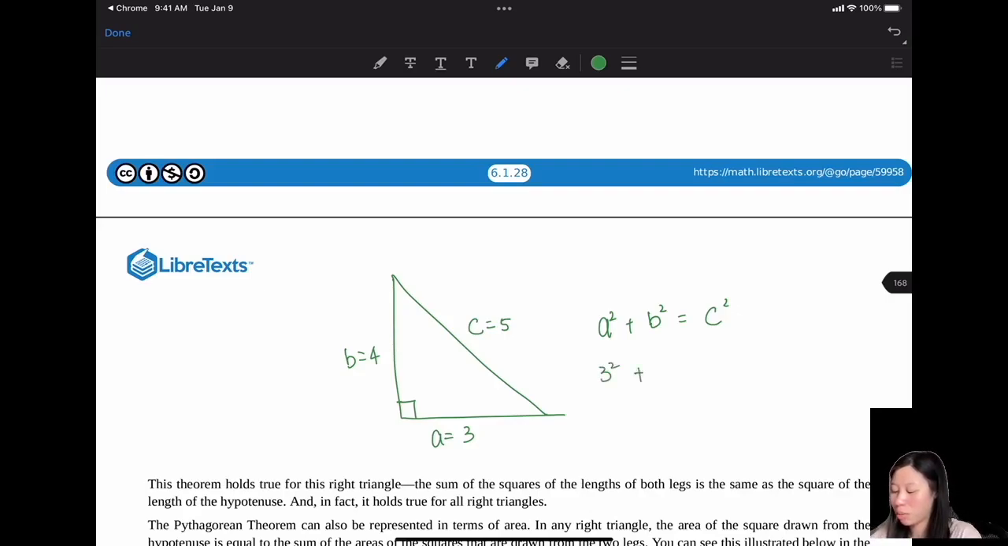So 3 squared plus 4 squared equals 5 squared. But let's check if this is correct. 3 squared equals 9. 4 squared equals 16, which the sum is equal to 25. 25 happens to be 5 squared.